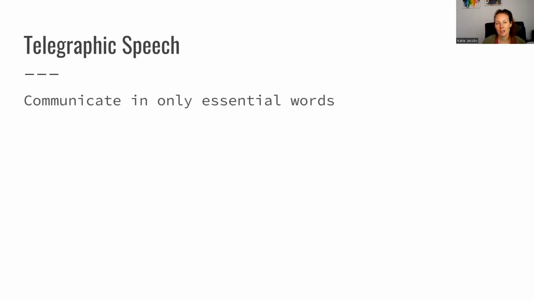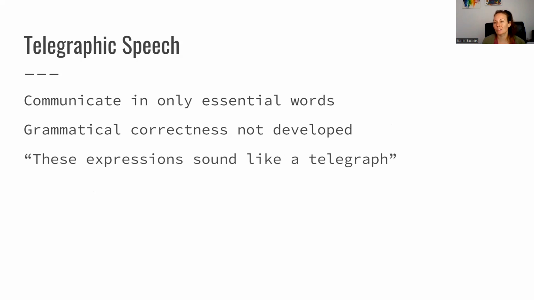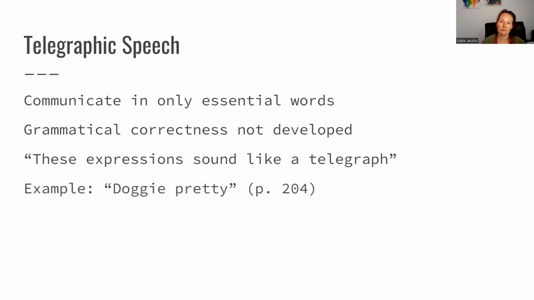Telegraphic speech is when they communicate in only essential words. This is because they haven't developed grammatical correctness yet. So it might be just 2 or 3 words to express an entire thought. They almost sound like an old telegraph where they couldn't put every single word in it. For example, from our book was "doggy pretty." That means that the dog is pretty.